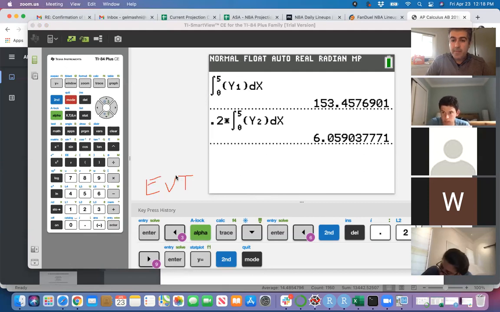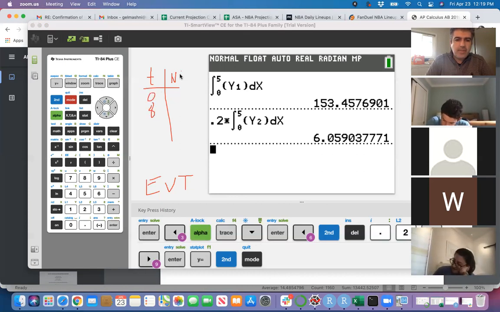So it's an EVT problem, and how do I know EVT applies? Well, if you're given the rates, then you know this is differentiable, and if it's differentiable it's continuous, so we kind of assume that. And you have to test endpoints, so we are going to have to test 0 and 8. We'll call this N, the number of fish in the lake.